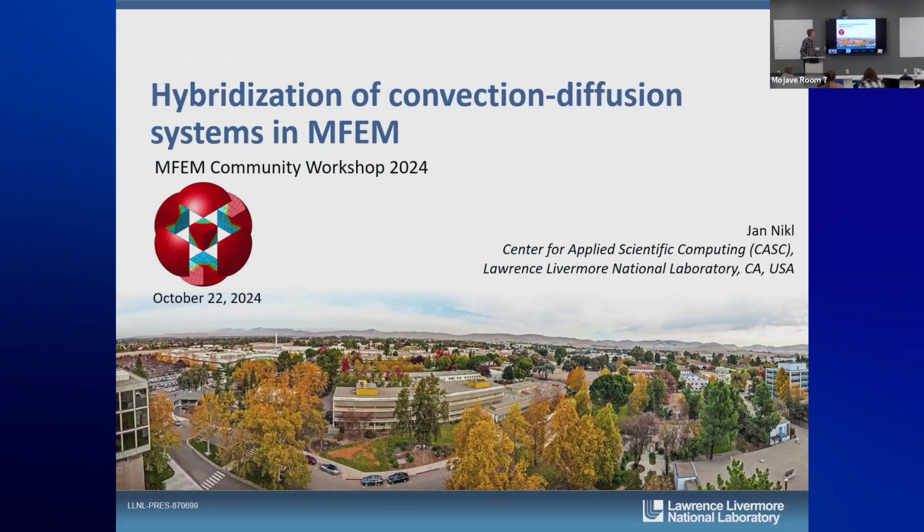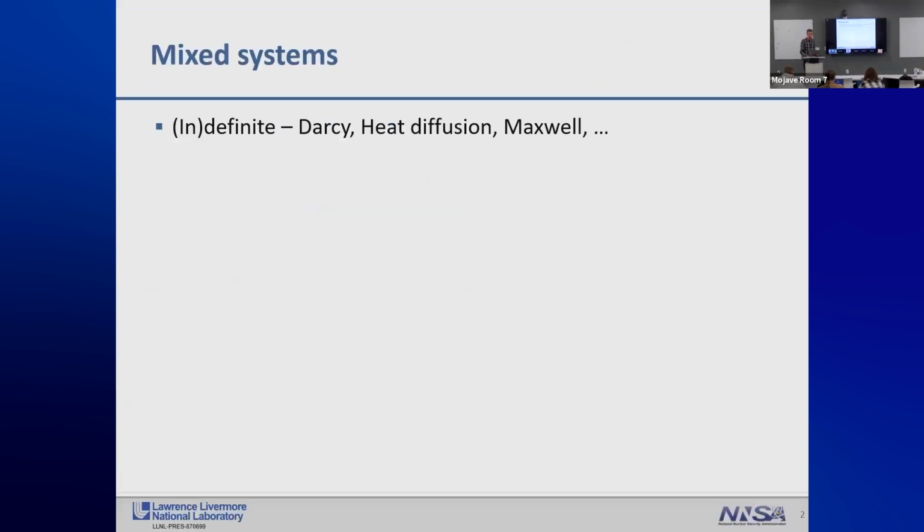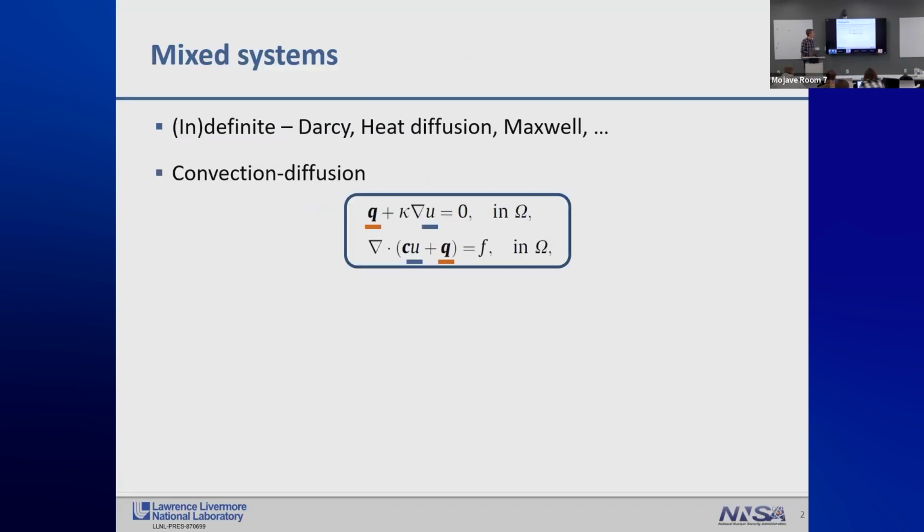So hello, and today's topic is hybridization for the diffusion system. In general, we have many mixed systems, like the Darcy problem in hydrodynamics, heat diffusion, Maxwell's equations, and so on, of course. But one of the largest classes of those is probably the convection-diffusion systems, which appear in many applications. And we may write them, for example, in this form.